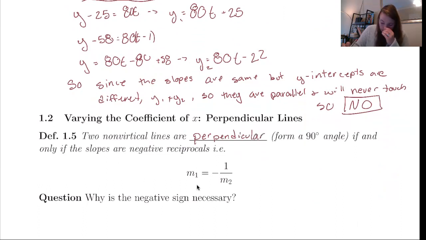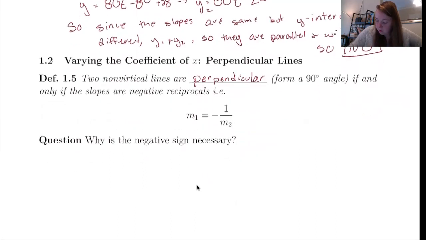Perpendicular, right? Which just means you form a 90-degree angle if and only if the slopes are negative reciprocals. The reason that they can't be vertical is, remember, non-vertical lines don't have slopes. So you can't divide by a slope that doesn't exist, right? So I have m1 equal to negative 1 over m2. So why is there a negative sign?